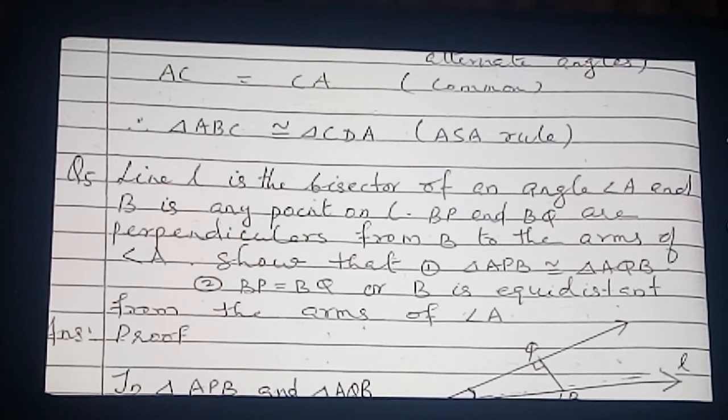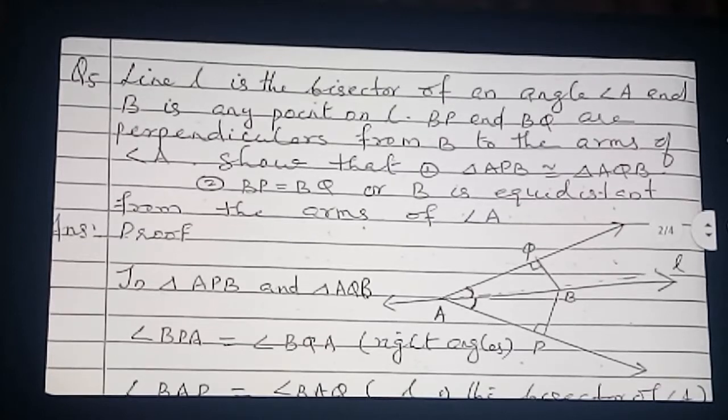See the diagram now. I will explain the question with the diagram. Line L is the bisector of an angle A. See here, this is the angle A. And this is the line L. L is the bisector of this angle. The meaning is that this angle and this angle are equal. Bisector means dividing into two equal parts. If this angle is 30 degrees, this angle is also 30.